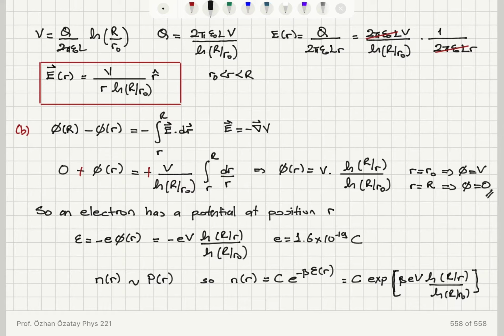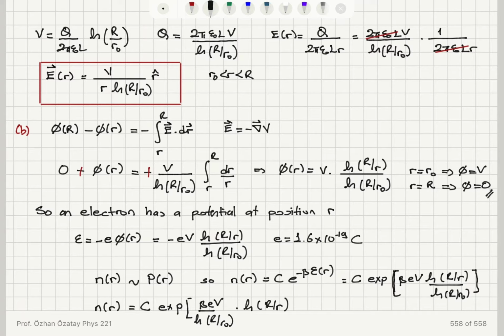So it should be in this form. Now I can see that inside the exponential I have a natural logarithm, so I want to play with this expression a little bit. If I rewrite this, n of R is a constant C times exponential, let me separate the two terms here, beta EV divided by natural logarithm capital R over R0, multiplied by natural logarithm of capital R over r.